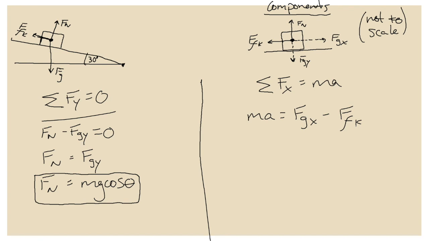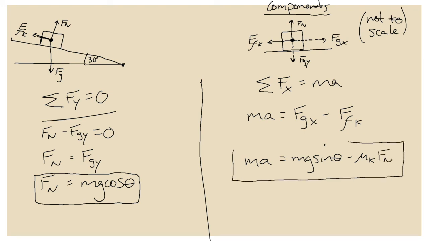And so we're not going to be able to fit all of this work on this slide anyway, so the last thing I'll write on this slide is going to be ma is equal to FGX, which is mg sine theta, and then we'll subtract from that the coefficient of kinetic friction times the normal force. And that's the line I will start with on the next slide, just because I'm running out of room. And so I'll start by writing ma equals mg sine theta minus the coefficient times the normal force.